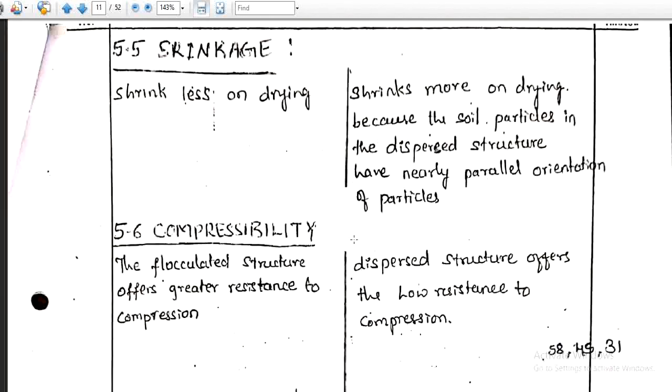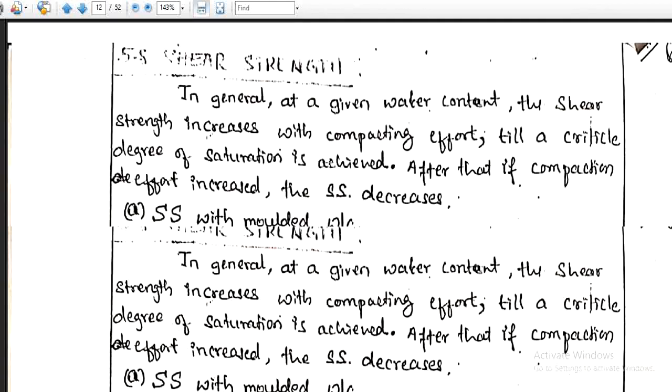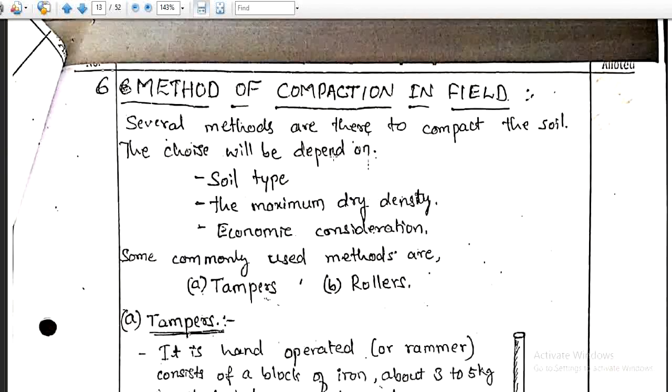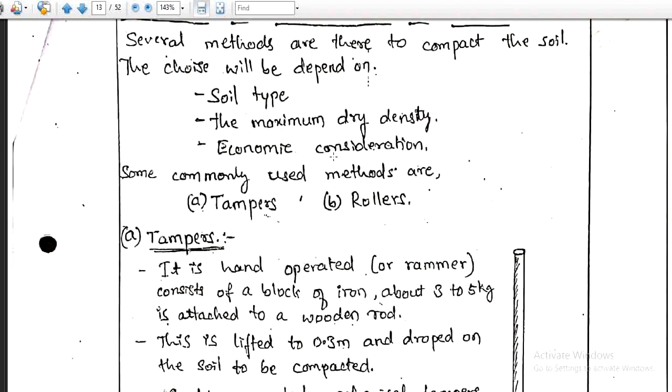We will move further in the next session, to the next part, that is methods of compaction in the field. We are going to study this in the next session, and we are going to solve a few problems on standard Proctor test and modified Proctor test. Thank you.